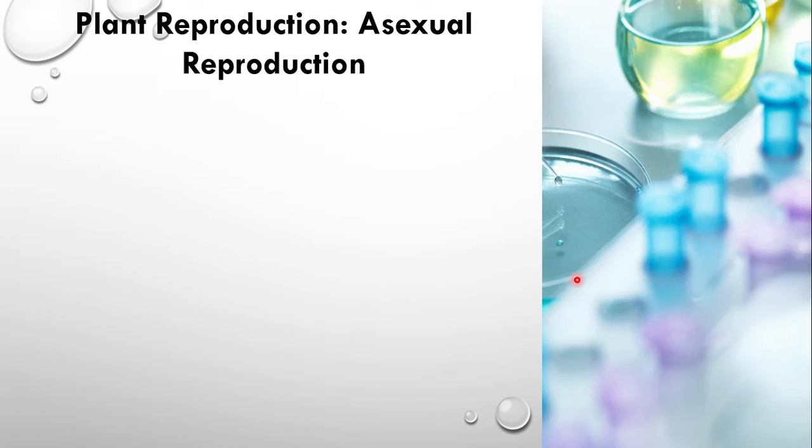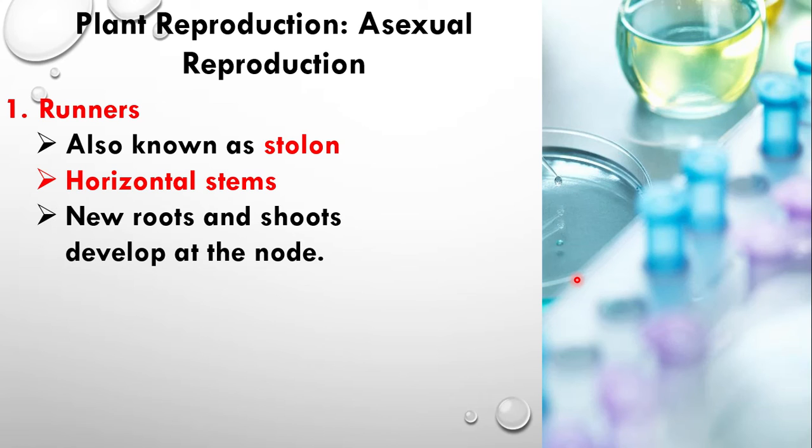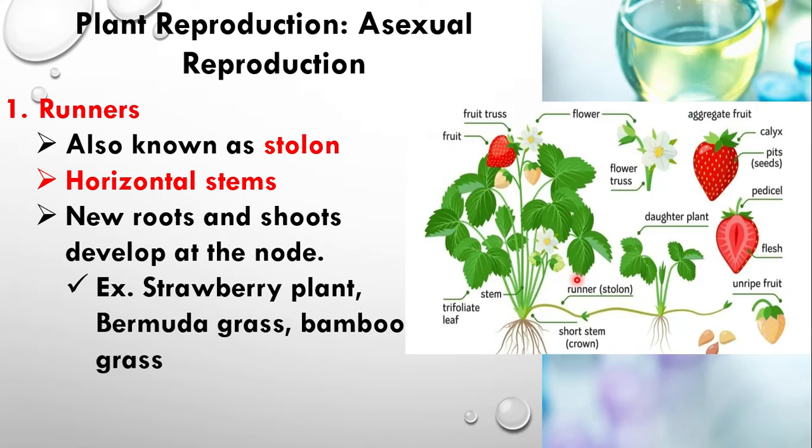So, let's talk about them one by one. So, runners or stolons, okay, they have horizontal nga stems, no? So, yung horizontal nga stems na ay mo ma-create dito or ma-form dito ang new roots at saka new shoots, no? Nga ma-develop at the node of the runners. Okay, example ng runners or mga stolon ng mga plants is strawberry plant, Bermuda grass, at saka yung bamboo grass.